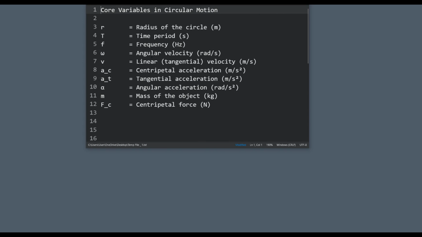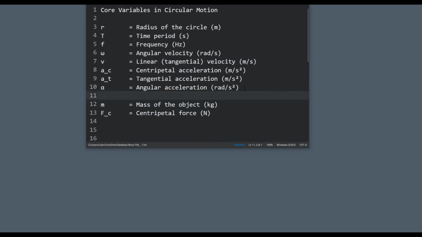Then we have something called linear, or tangential, velocity. Then we have centripetal acceleration and tangential acceleration. Centripetal acceleration is the one which keeps the body in circular motion. Tangential acceleration is the one which changes the linear velocity. I hope you remember all of this and the formulas. Then you have angular acceleration, mass of the object, and centripetal force. This is the next set of things that we're going to learn.